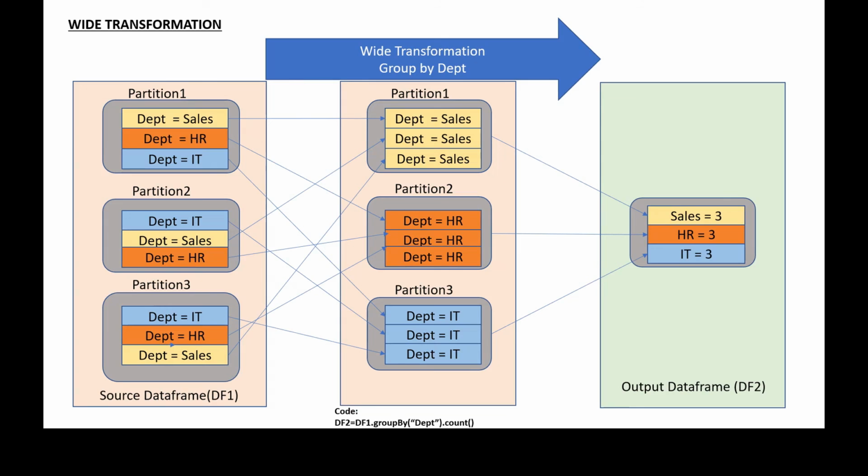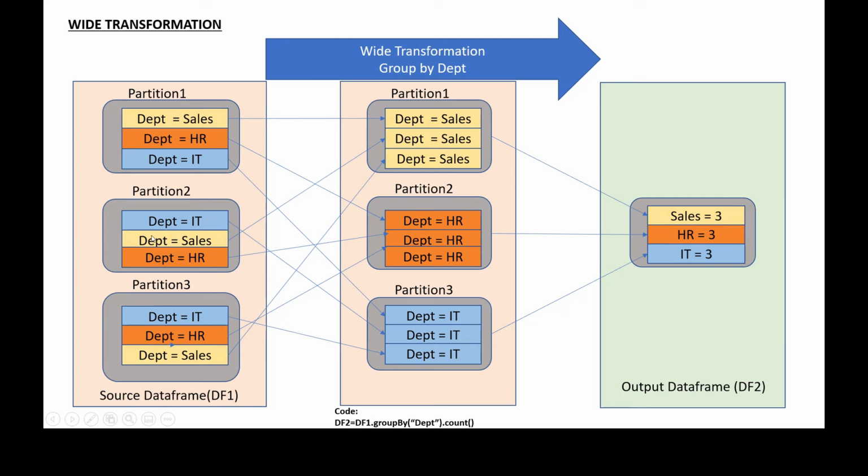Moving to wide transformation. In wide transformation, data is getting shuffled across nodes. That is why it is expensive and it will hit the performance. And why do we need to shuffle the data? Because each and every partition is depending on the other partitions to produce the output by applying the transformation.